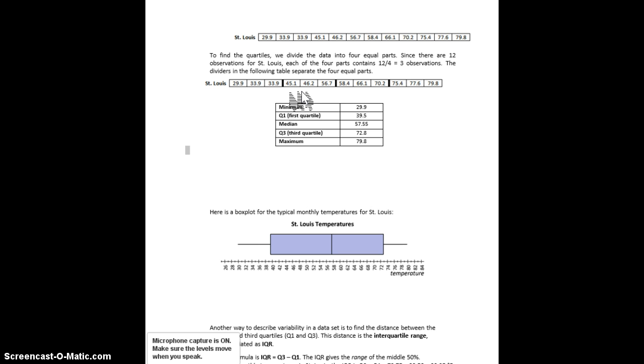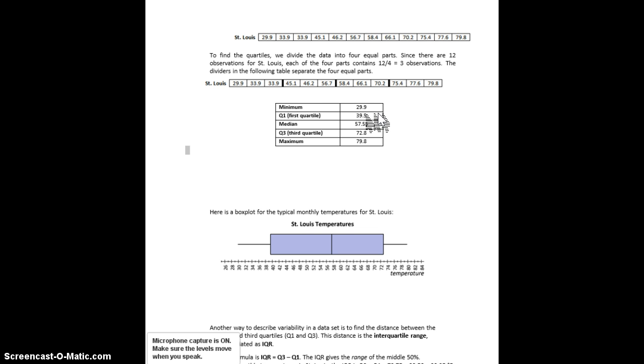Now, Q1 is called the first quartile, and that is the number that separates the first 3 numbers, the first quarter, from the next 3 numbers, the second quarter. Now in this case, we don't have a number in between, so we have to average the 33.9 and the 45.1, and right over here, that gives us 39.5. Now, we don't want to actually have to go through and do this by hand. So luckily, we can do this on our TI.